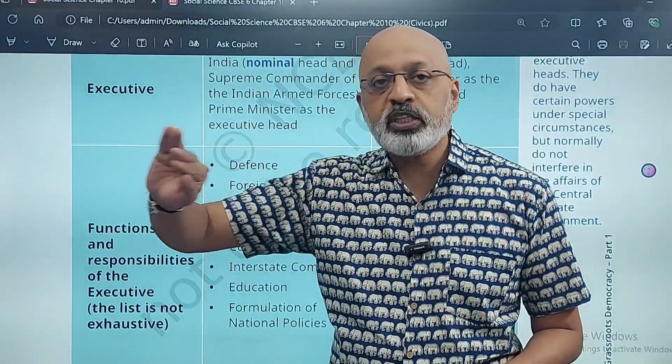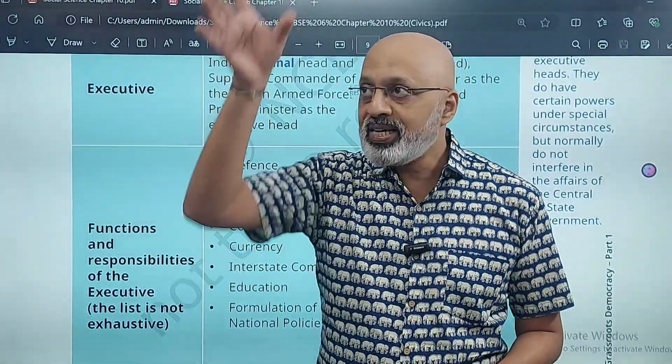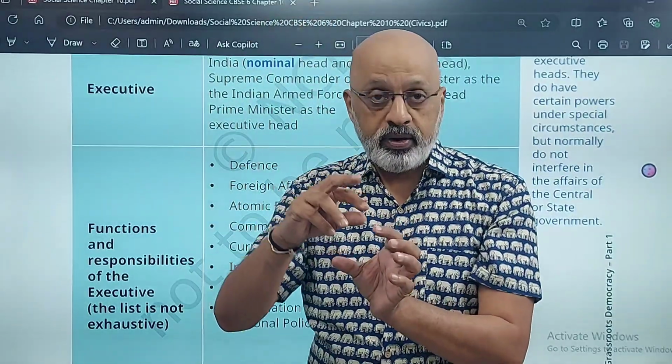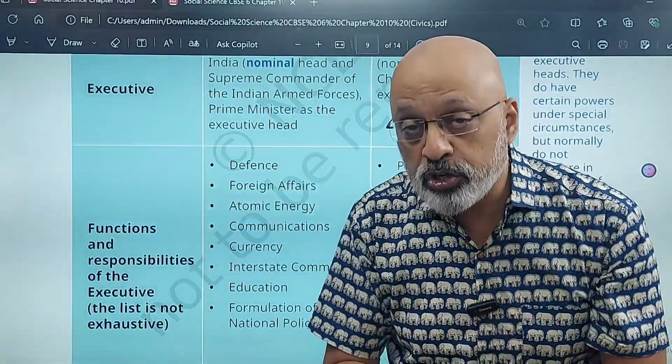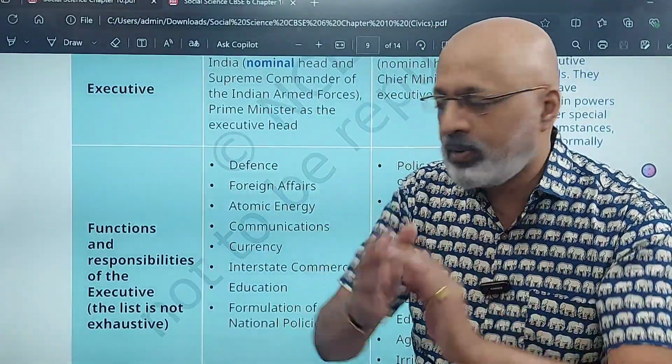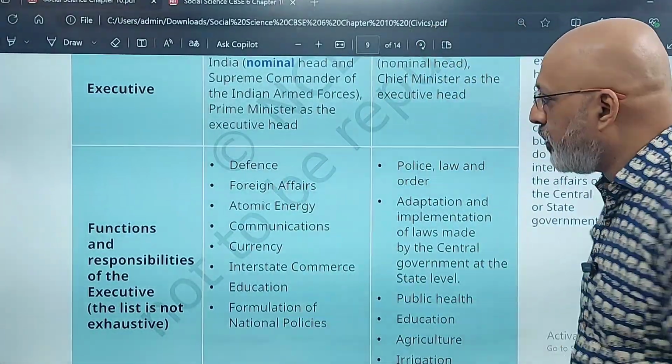Union list is only subjects which only the central government can deal with. State list is only for the states. In the concurrent list, both can act, right? Like a subject like education is in the state list, also in the concurrent list. Okay, this is a bit ahead for now, but you will have to remember these topics.